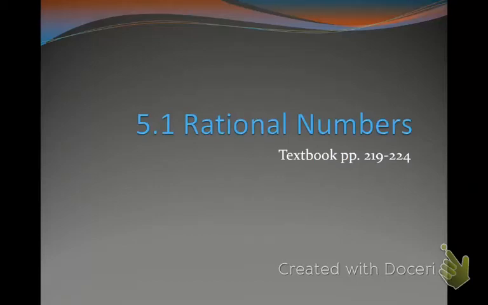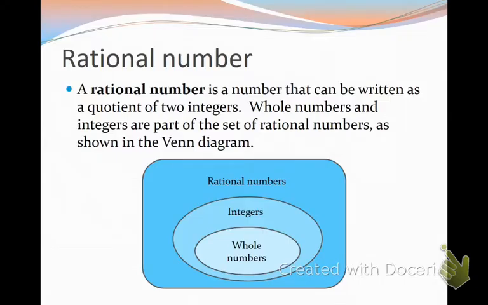All right, so today we're in section 5.1, rational numbers. Okay, so the first thing we need to talk about is what is a rational number and what's an irrational number, right? So the opposite of rational is irrational. So a rational number basically is any integer, any whole number. The Venn diagram down here kind of shows us the breakdown.